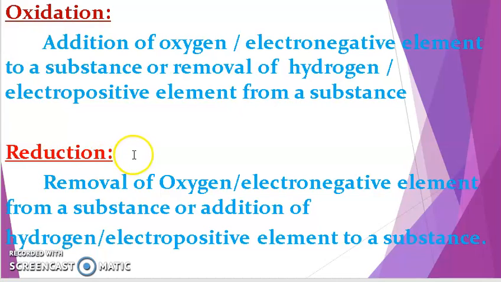What about the reduction reaction? Only then can you find the reduction reaction. Removal of oxygen from the substance, or removal of an electronegative element, is a reduction reaction. Also, the addition of hydrogen to the substance, or of an electropositive element to the substance, is a reduction reaction. So let's check with the options now.